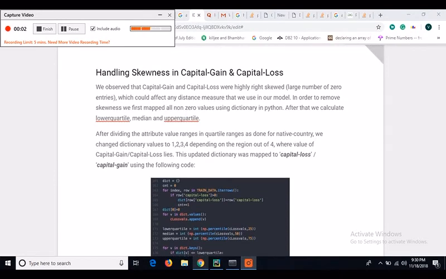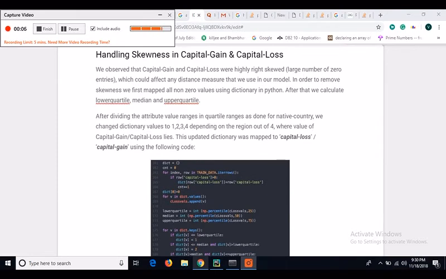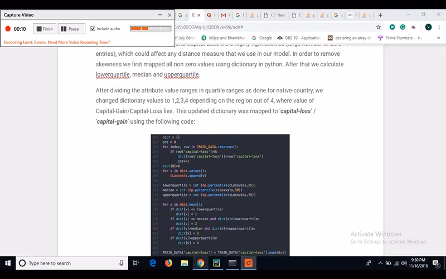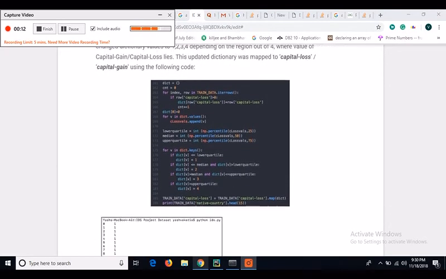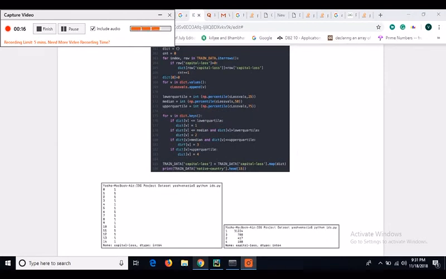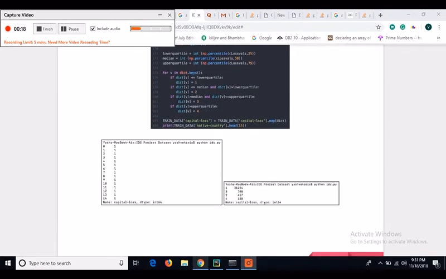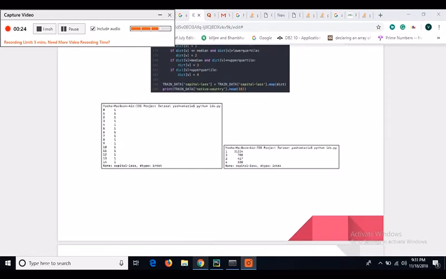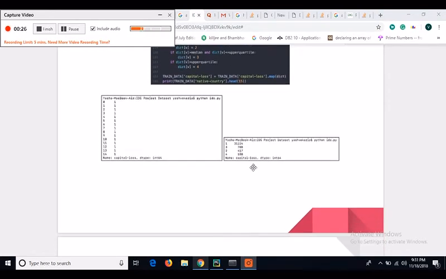Now we will be handling skewness in capital gain and capital loss. They were right skewed, and we handled them similarly to what we did for native country. We assigned them values 1, 2, 3, 4 based on the quartiles, and after applying this, we got this as the output. So the skewness was decreased compared to the original skewness.